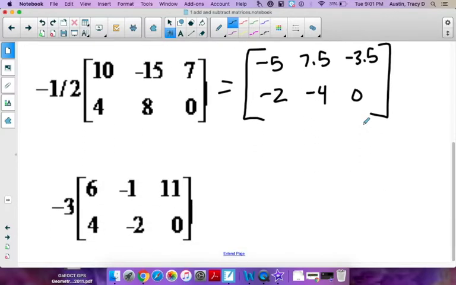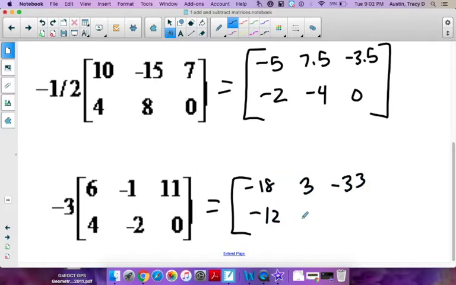Okay, and the last one. Again, I'll give you a chance to pause, come back and check. Okay, so come back, check your answers, should be good to go. The second part of the assignment literally is adding, subtracting, and scalar multiplying. Again, there's 2 pages. It's just practice.